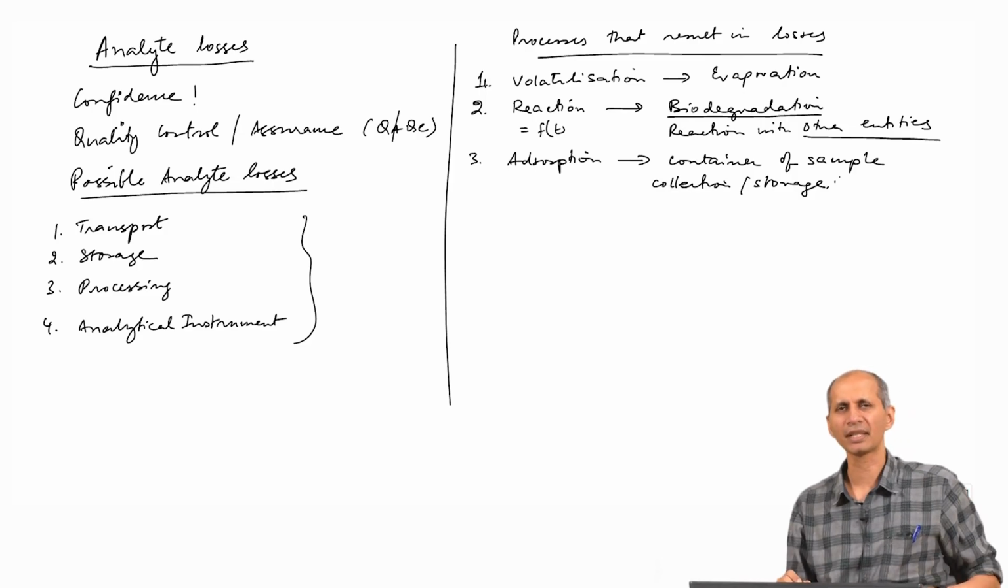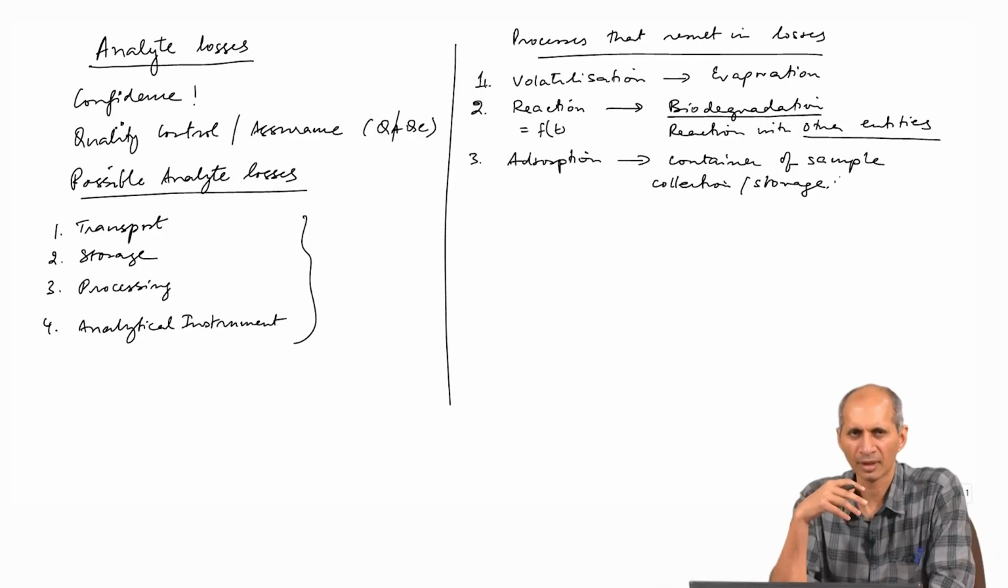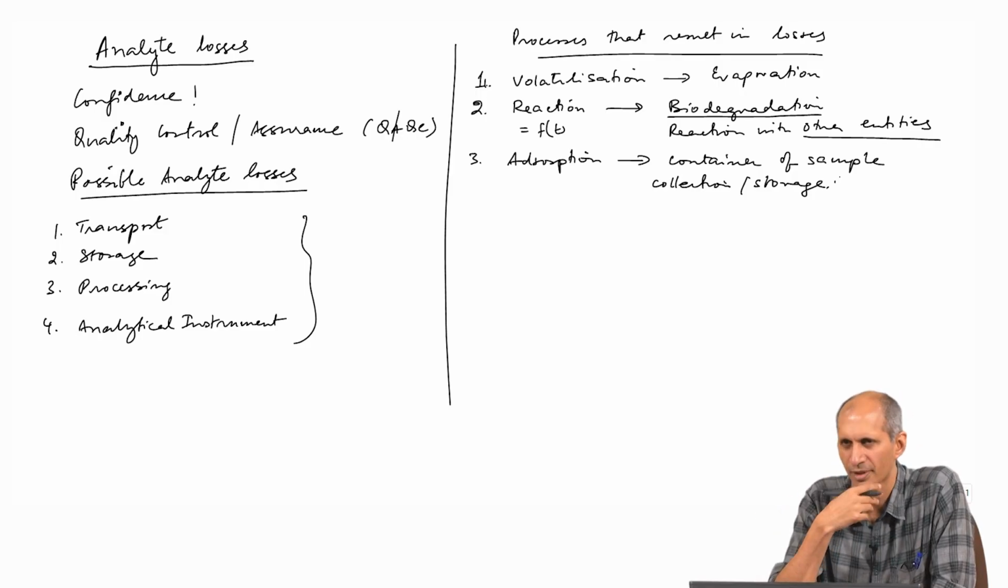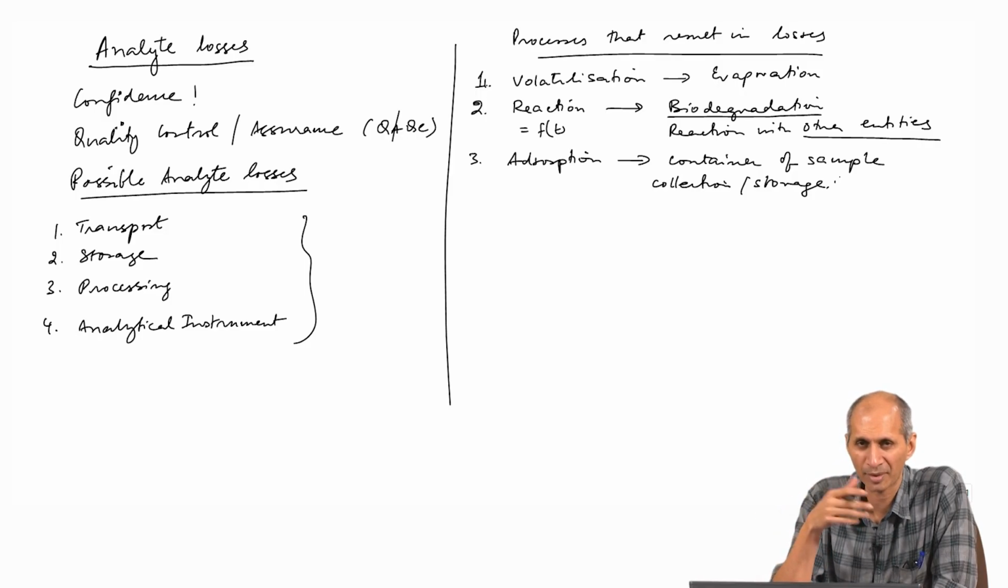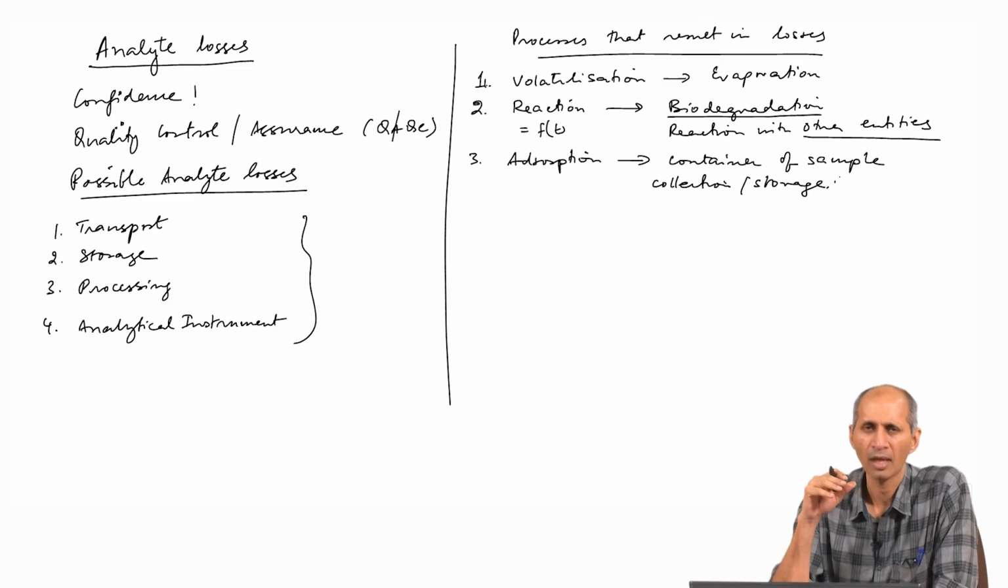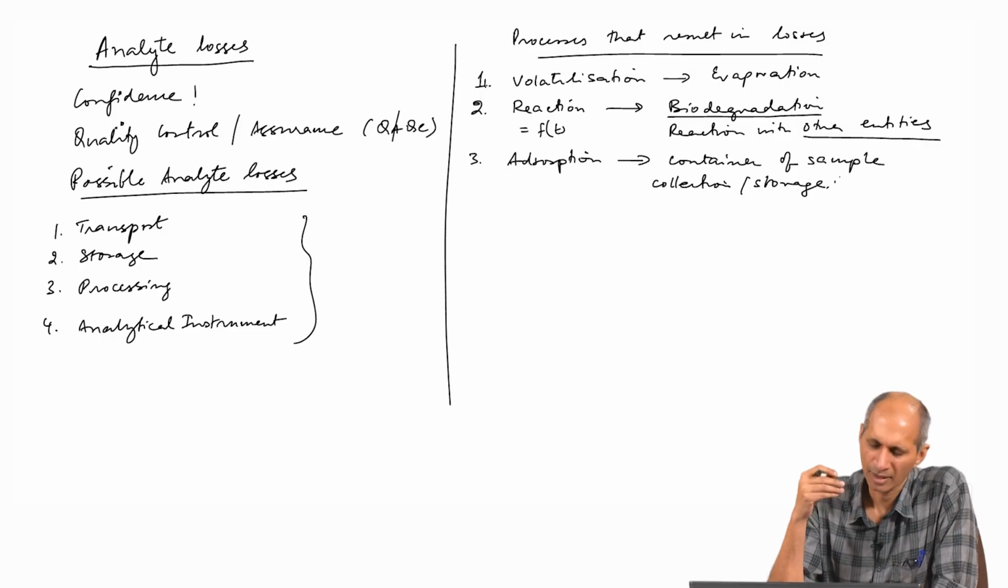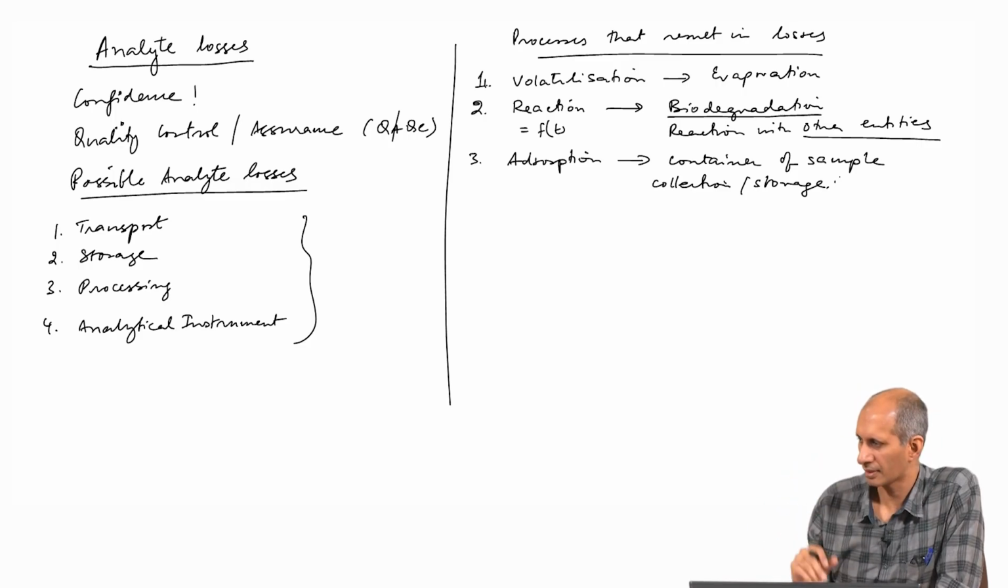Again, adsorption is a kinetic process, which means that the way adsorption occurs, the way volatilization and reaction occur, they are all kinetic processes until there is an equilibrium. They will reach a point where these processes will not happen anymore, but till that point there is continuous loss, and therefore this influences the value of the analysis depending on how far it is from the time of collection. So this is one of the big things.